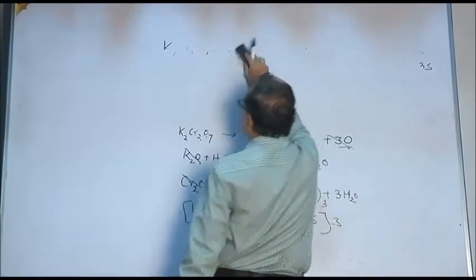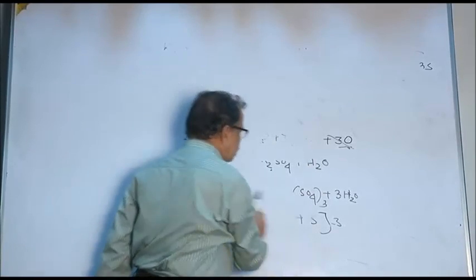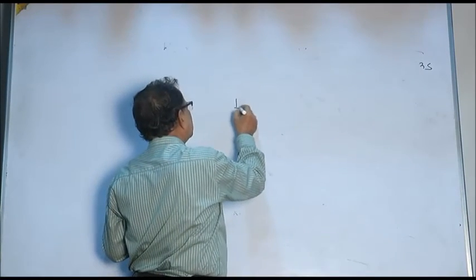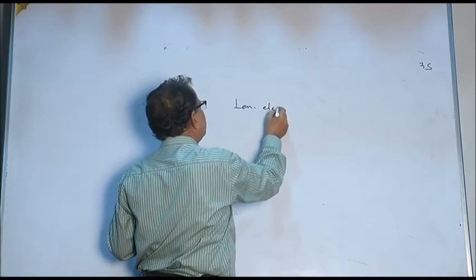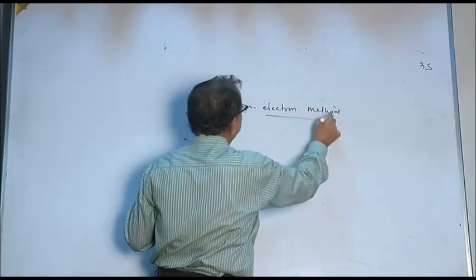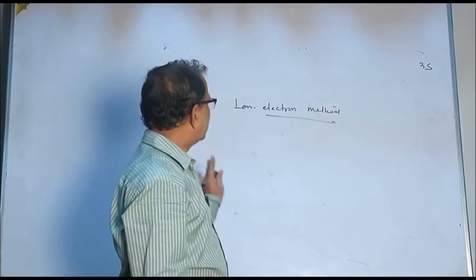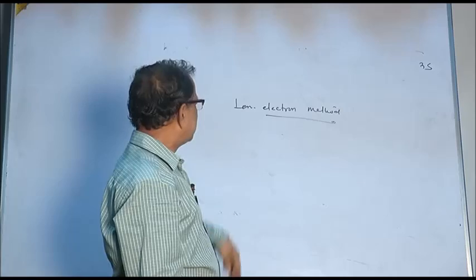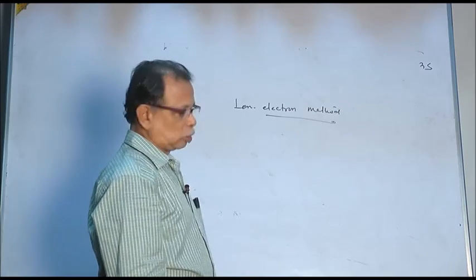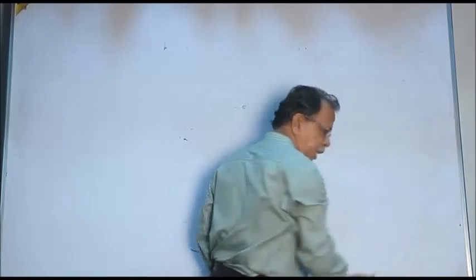Other methods are there, a few of which will be discussed later on, that is the ion electron method, which will be taught to you later on. So this is all about your basic concepts of chemistry. We have finished all the concepts. Next time I will teach you atomic structure, second chapter, unit 2. Thank you for patient hearing.